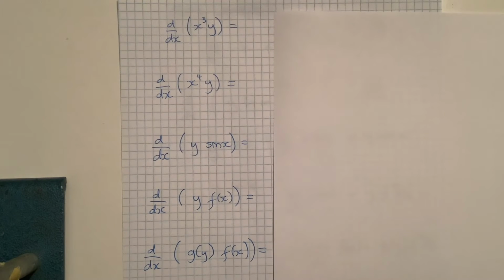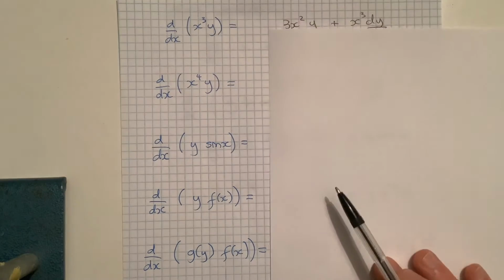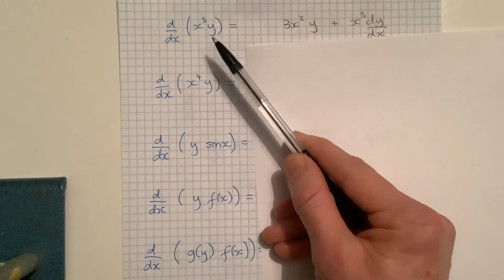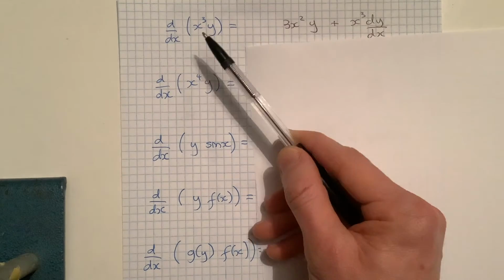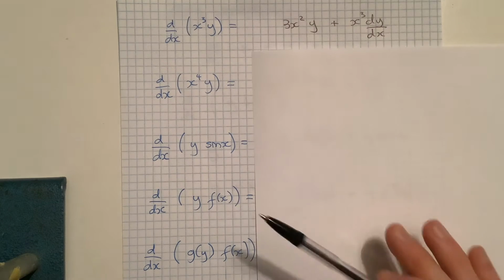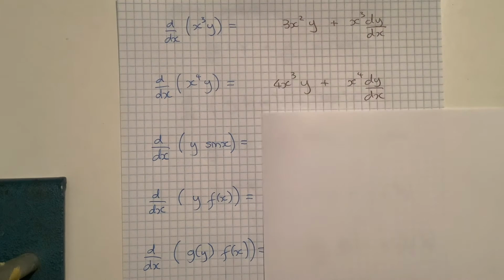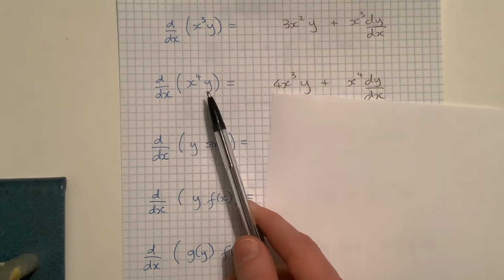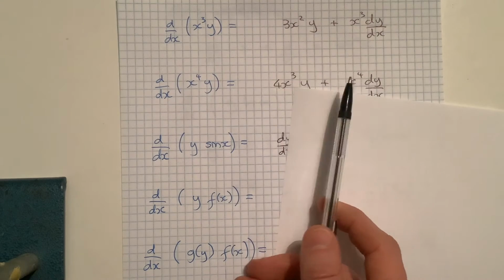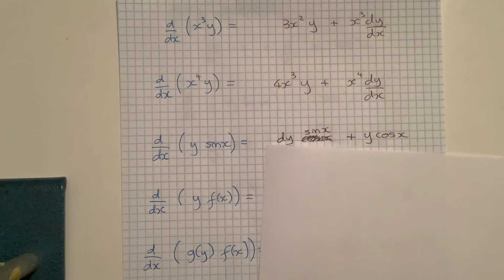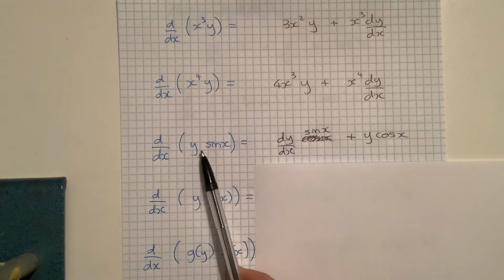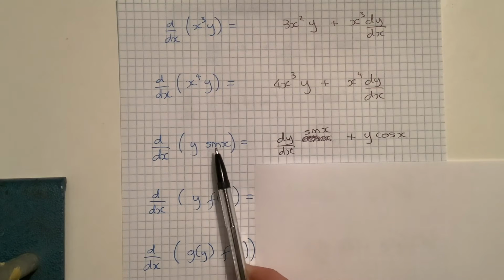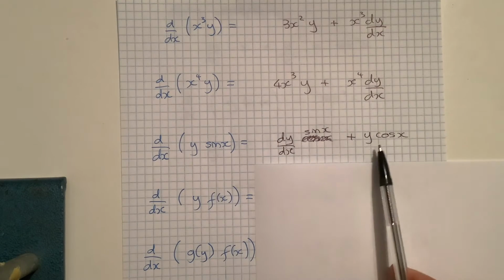Okay, so when we differentiate the first one, I'm going to differentiate x cubed, which will give me 3x squared, multiplied by the y. And then I'm going to differentiate the y, which will give me dy by dx, multiplied by the x cubed. So that's the first one. Second one, differentiate the x to the power 4, I get 4x cubed, times the y. Differentiate the y, I get dy by dx, times it by the x to the power 4. Next, differentiate the y, I get dy by dx, multiply it by the sine x. Then differentiate the sine x, I get cos x, times it by the y.